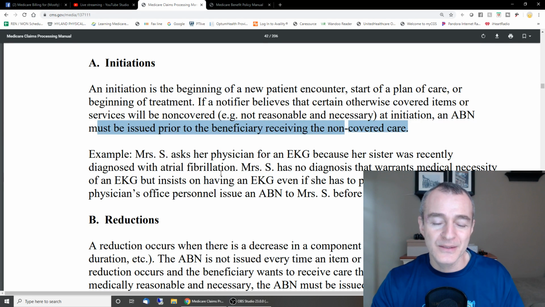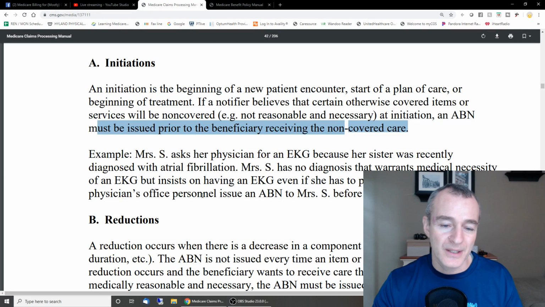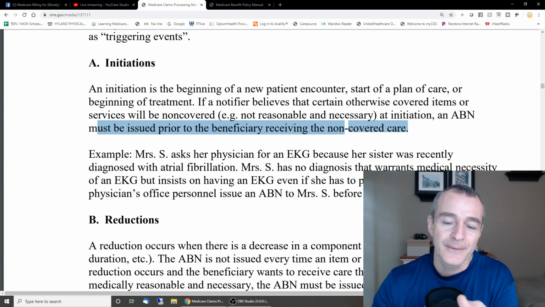Now I'm going to apply this to your example, Andrea. Mrs. S has no diagnosis that warrants medical necessity of the EKG, but insists on having an EKG even if she has to pay out of pocket for it. The physician's office issues the ABN prior to the EKG being done. So what would that look like in this scenario?